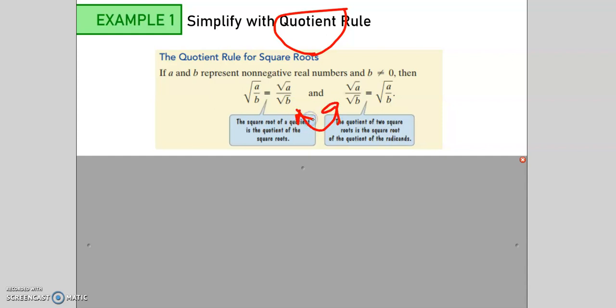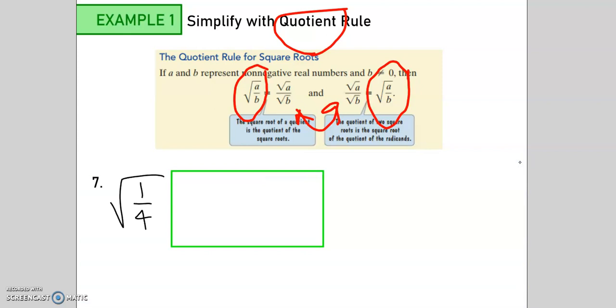I can either have one fraction, like the square root of a over b, and rewrite it where both the numerator and the denominator get square rooted. Or if I have the square root of a numerator divided by the square root of a denominator, we can write it as one big square root, the square root of a over b. So this example all of a sudden becomes super easy, whereas maybe before, if you didn't remember the quotient rule, it would have been hard.